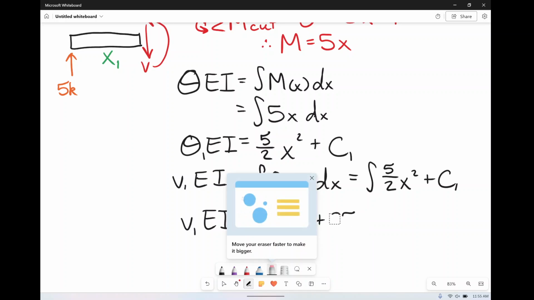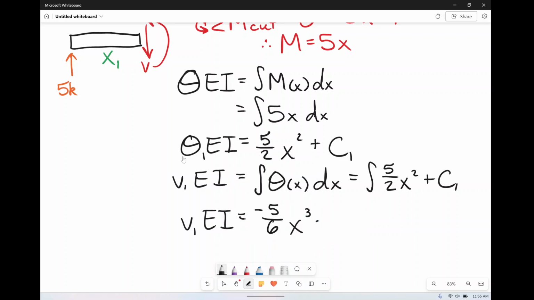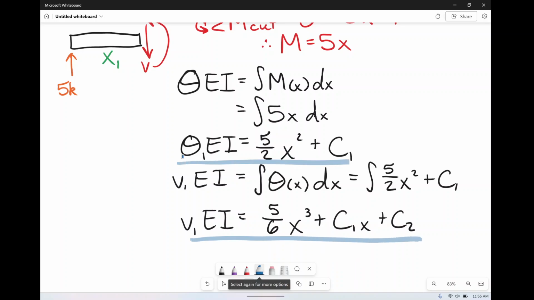doing the wrong one here. We're going to get minus 5 divided by 6x cubed plus c1x plus c2. Not even minus, it's plus. Wow, totally messed that one up when I was reading. Anyway, there we go. Now we have deflection, now we have slope. So 5 divided by 6x cubed plus c1x plus c2.